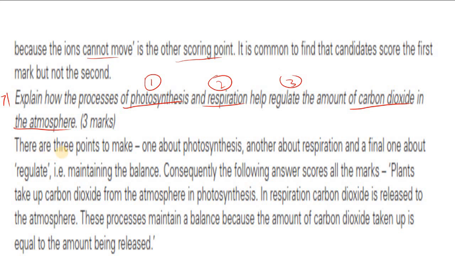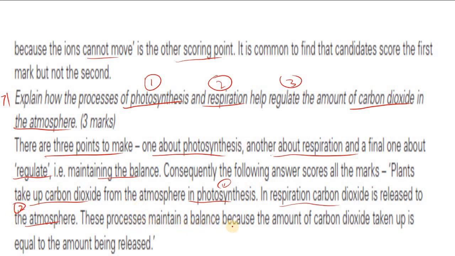Now look at the answer. There are 3 points to make, one about photosynthesis, another about respiration, and the final one about regulating, maintaining the balance, right? Consequently, the following answer scores all marks. Plants take up CO2 from the atmosphere in photosynthesis. 1 point. Second is that in respiration CO2 is released to the atmosphere. Second point.